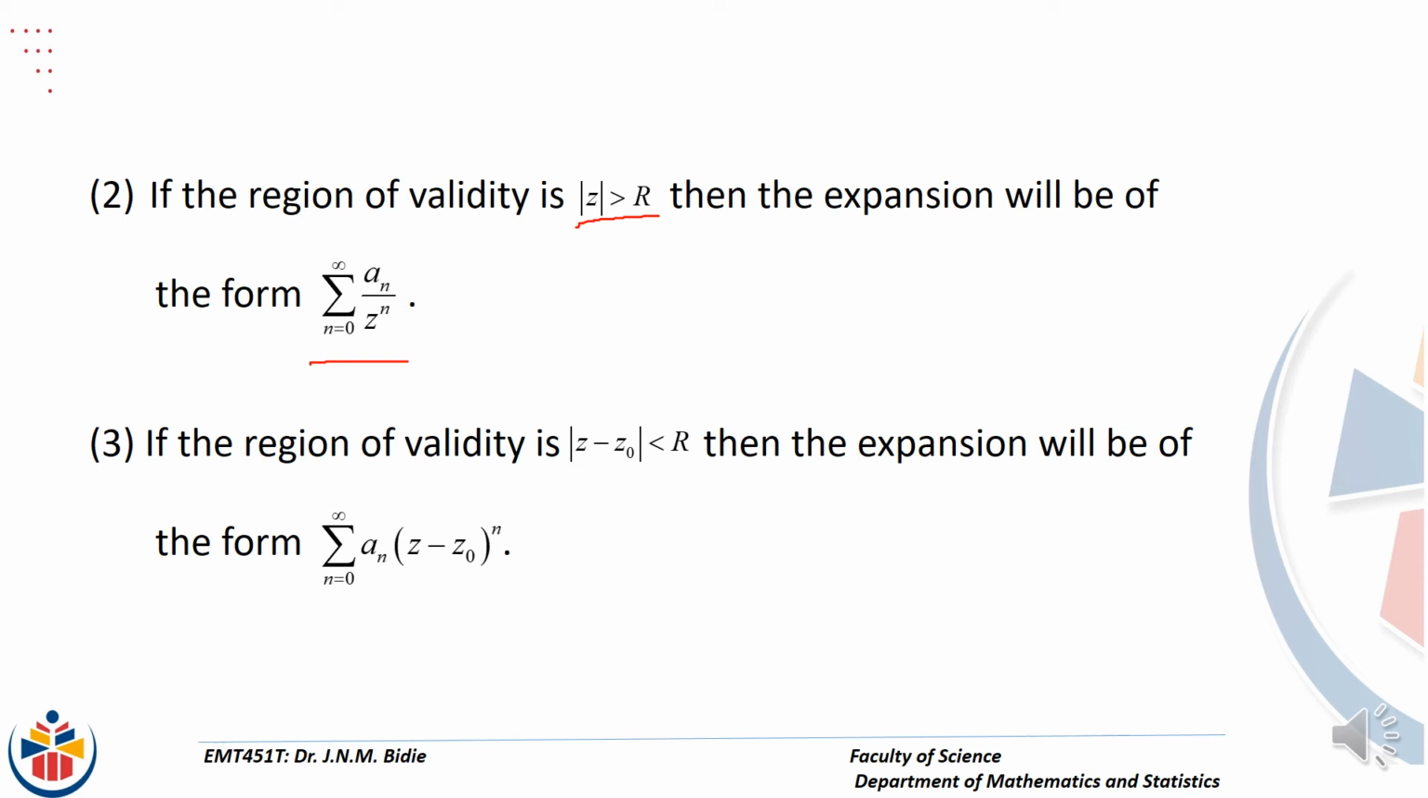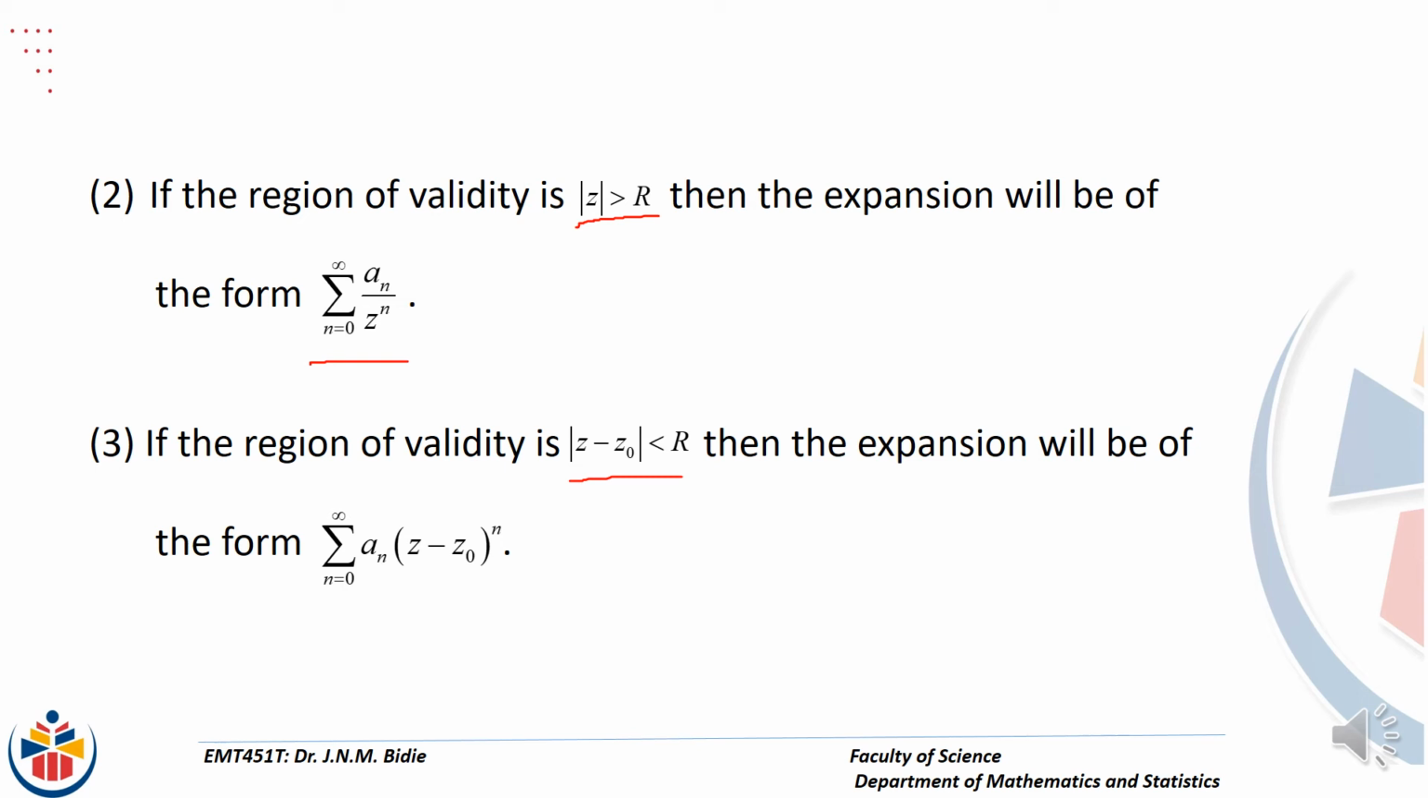Once more, sometimes we're given that the region of validity is a circle not centered at 0. That means you will be given the value of the center. Note it's modulus of z minus z0, where z0 is the center of the circle, less than r. So that means we still have a circle. The region is within that circle, centered at z0.